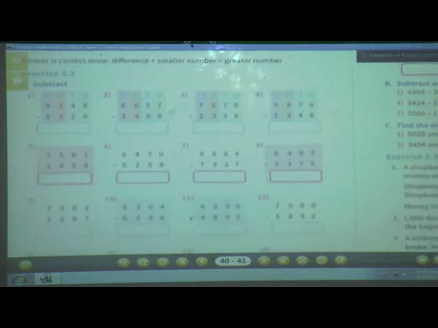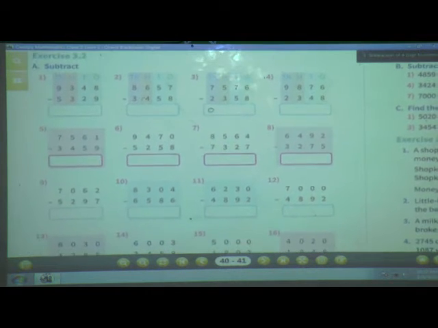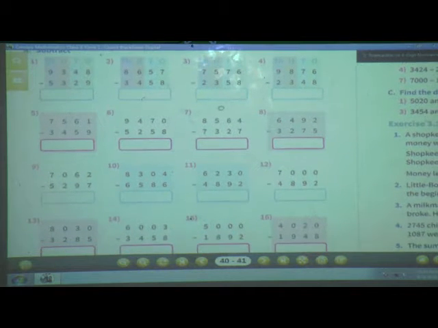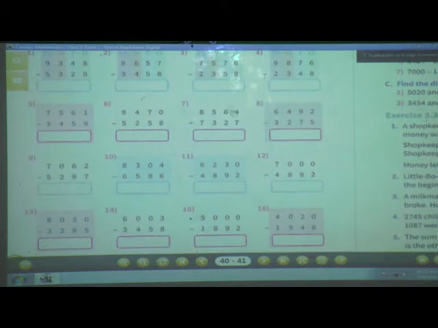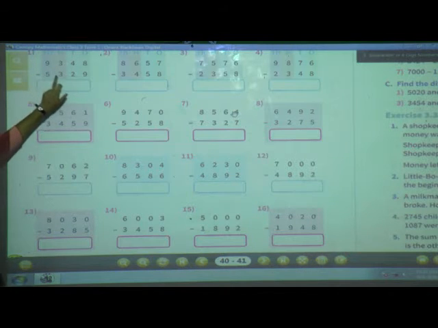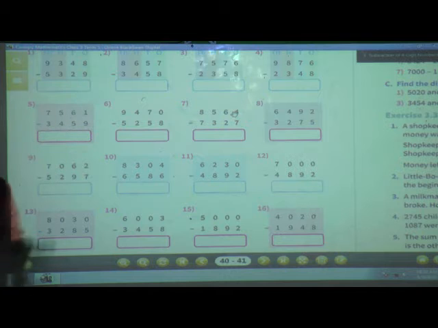Now students, we are going to solve exercise 3.2. Open your textbook and keep in front of you. Page number 40. Along with me, you have to solve in your textbook. See, the first is 9348 minus 5329. Okay, see both the numbers are 4-digit numbers.